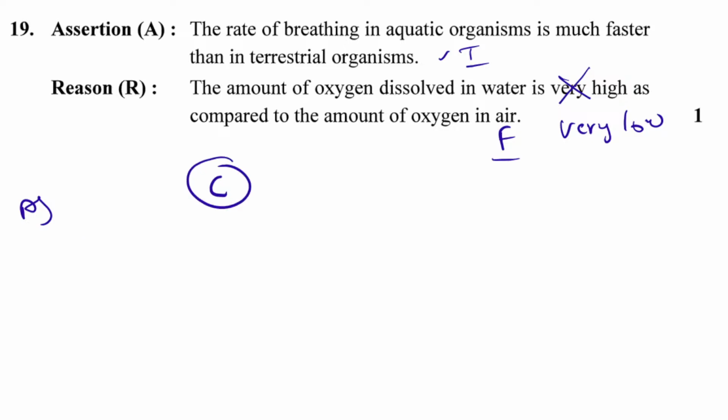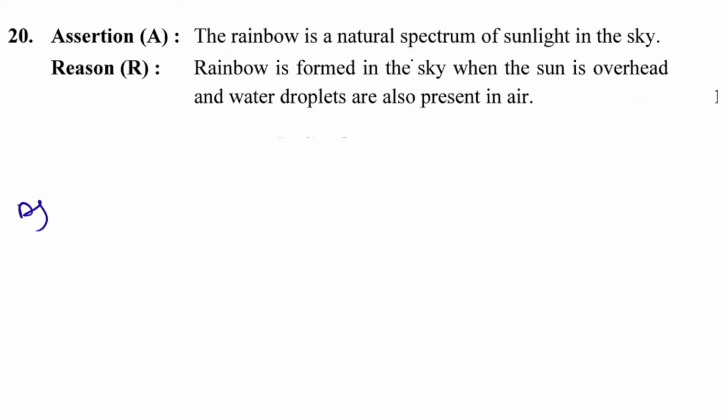Let's see the 20th question. The rainbow is a natural spectrum of sunlight in the sky. Okay, a rainbow is formed in the sky when the sun is overhead and water droplets are also present in the air. This is correct, whereas the reason is false. It is not a natural phenomenon that occurs automatically, like the sun rising in the east and setting in the west. A rainbow will only occur when the sun is overhead and water droplets are present. And how is the rainbow formed?